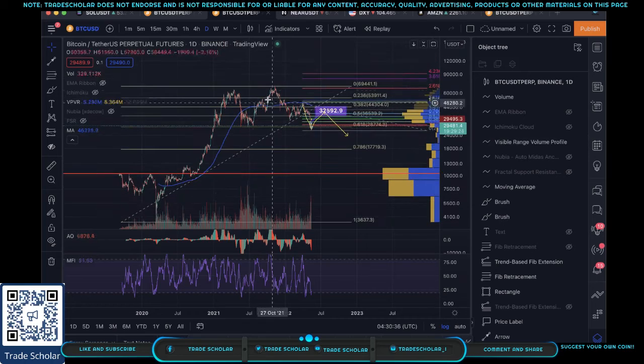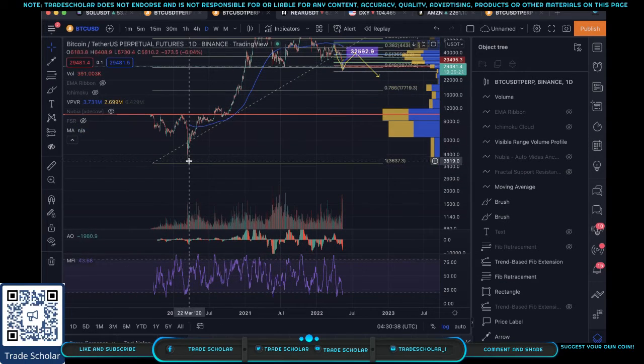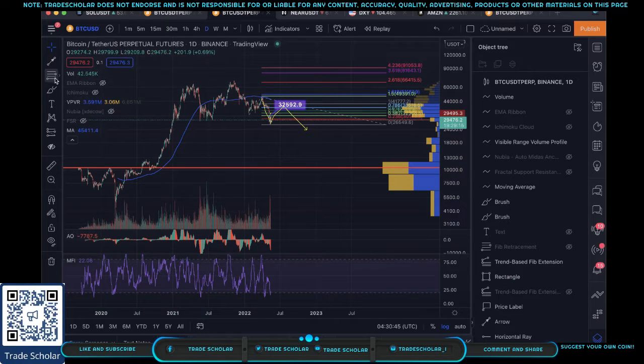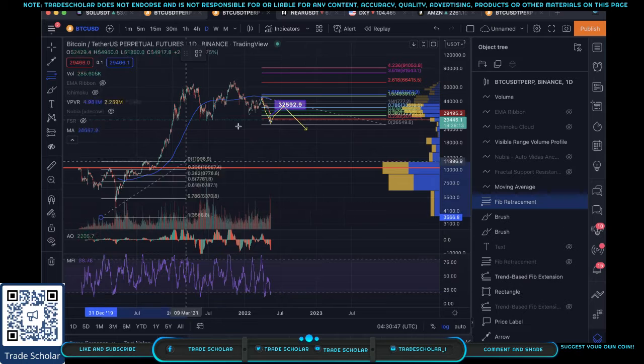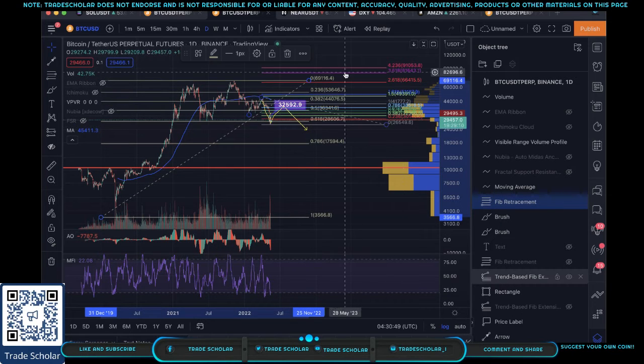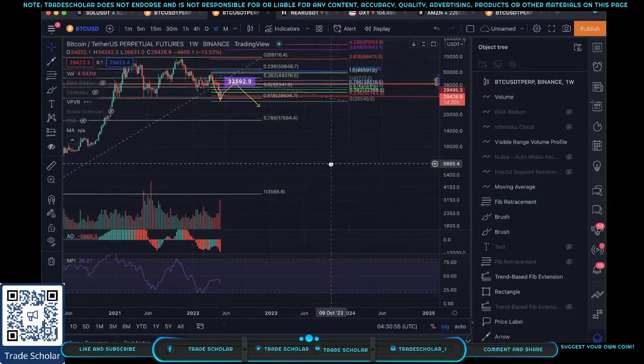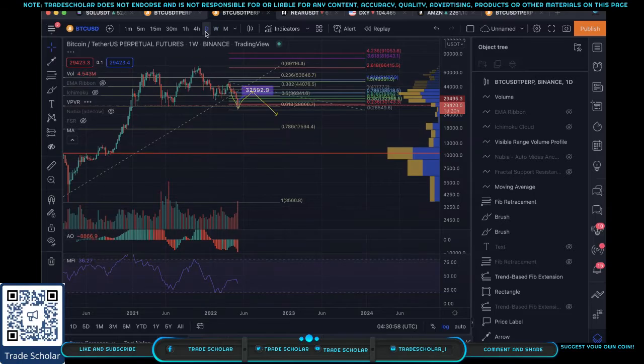This Fibonacci line is pulled out from the swing low to the all-time high. That's how we created this Fibonacci. Let me do it again for you: swing low to swing high. So this is what we are expecting right now for our Bitcoin.